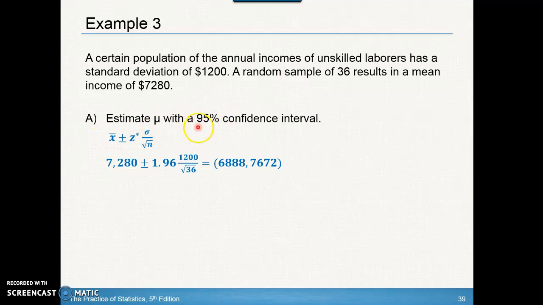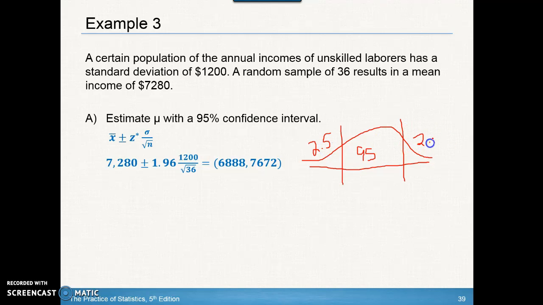So we're estimating mu with a 95% confidence interval based on what we just did. What's our point estimate? That's our point estimate because that's the mean from a sample of 36 workers. Now the 1.96, where did that come from? That came from our 95% confidence interval. Remember, a 95% confidence interval is going to take up 95% of the curve. Here's the 95% of the curve that it takes up. I have 2.5% on either end that are outside my confidence interval. So 95% of these sample means right here are going to capture the true population mean.